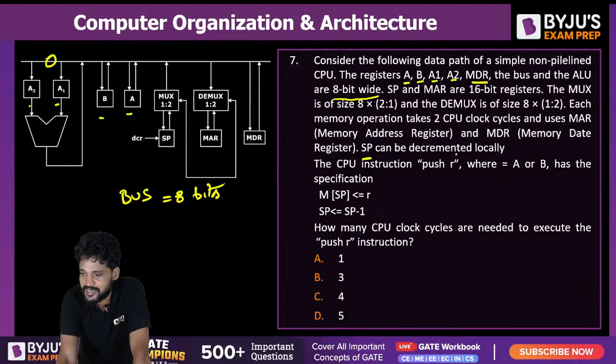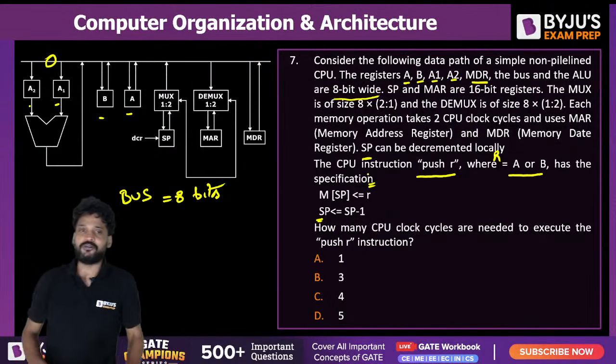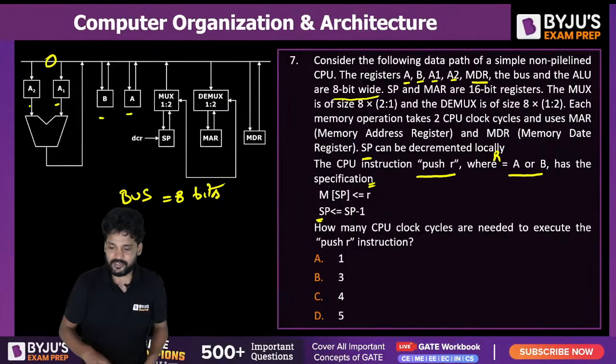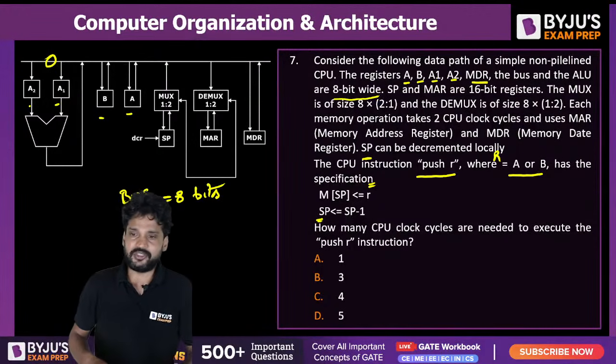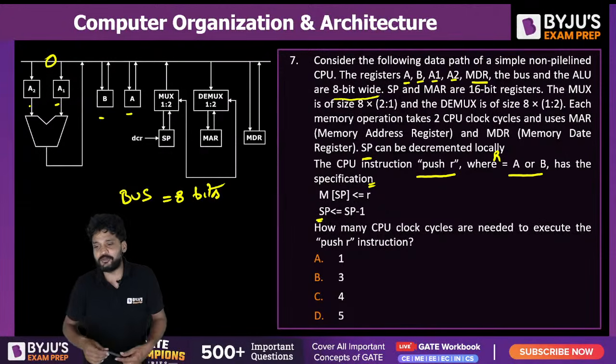Stack pointer can be decremented locally. The CPU instruction push R, where R is equal to A or B, has a specification: R will be transferred to memory of SP and SP will get decremented. How many CPU clock cycles are actually needed to execute the push R instruction?